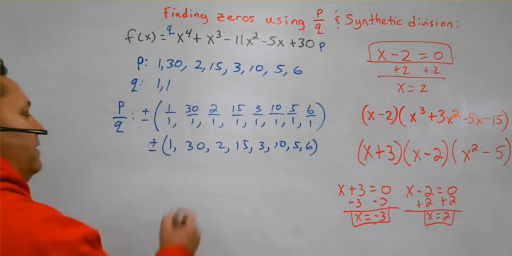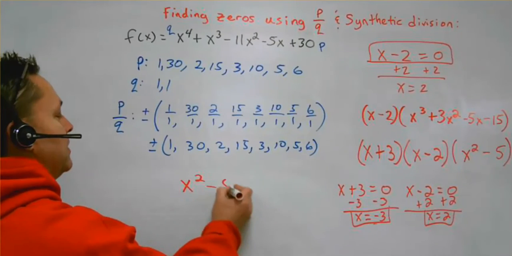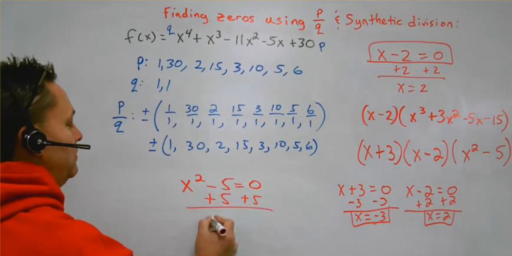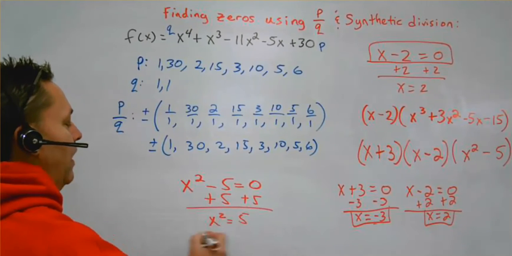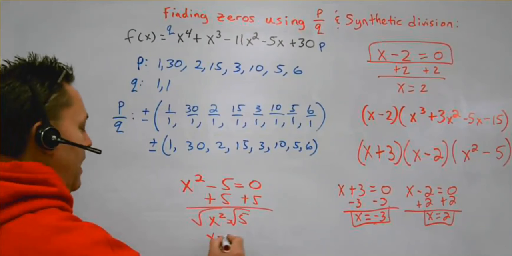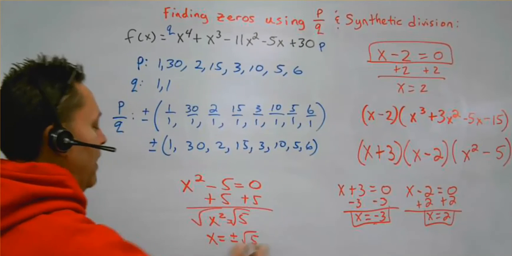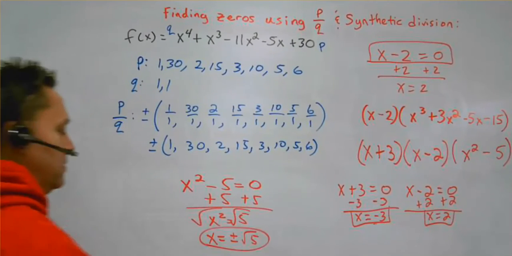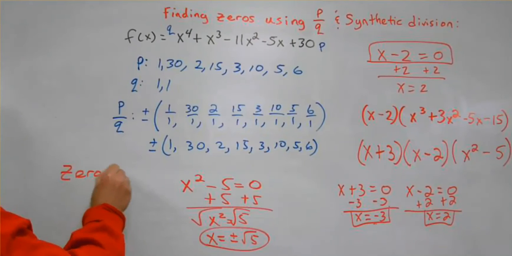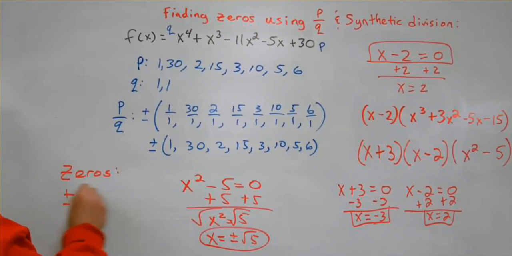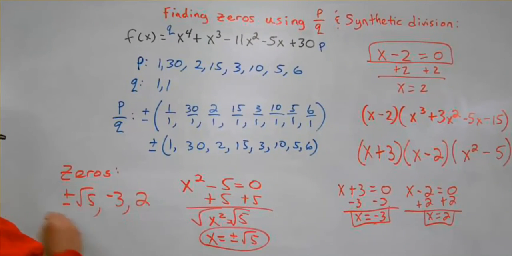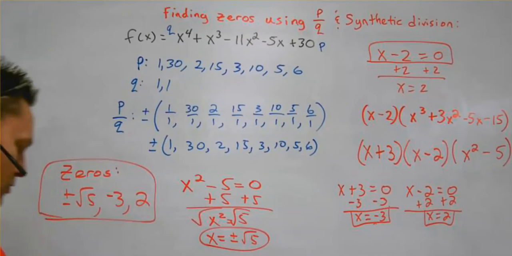The other factor is x squared minus 5 equal to 0. Add the 5 to each side. X squared is equal to 5. Square root each side. Okay. X is equal to plus or minus square root of 5. So these are my zeros. Okay. So here they are. Plus or minus the square root of 5, -3 and +2. Those are my zeros right there.